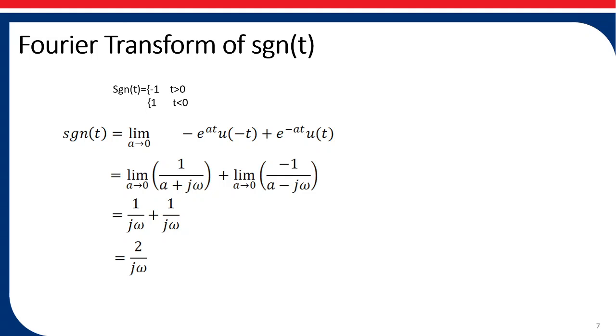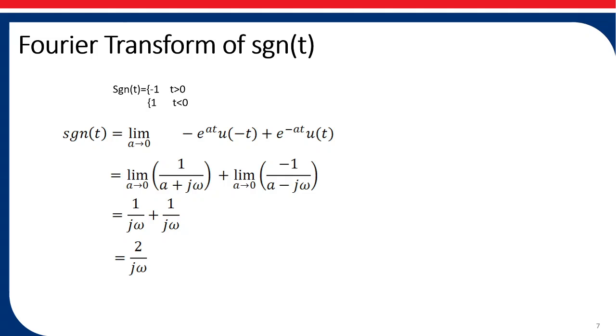Because signum function or unit step function will not satisfy the Dirichlet condition. Hence, we cannot directly find the Fourier transform of signum function or unit step function. Hence, signum function is expressed in terms of exponential functions. And then we'll get limit a tends to 0, minus of e raised to at u of minus t, which leads to -1 value for t less than 0, and e raised to minus at u of t, which leads to +1 value for t greater than 0.